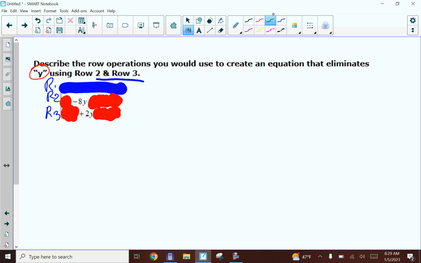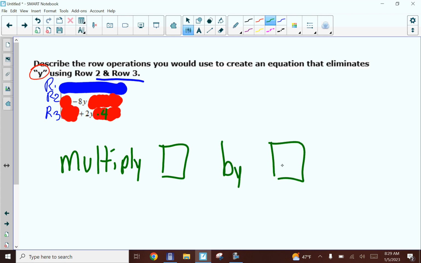What I told you in the beginning was the only way they can cancel is if they're the same number but opposite signs. So I can see that they already have opposite signs, but they're not the same number. So is there a way that I can multiply the bottom, because it's smaller, to turn it into an 8? There actually is. I multiply it by 4. So that means that the sentence I'm going to write is multiply blank by blank. So we would multiply row 3 by 4.